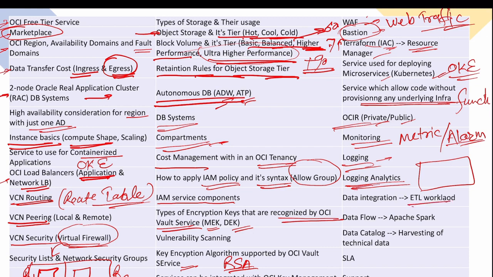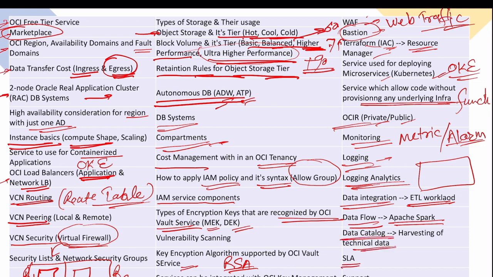Whenever we talk about the ETL workload, then we have the Data Integration service. If we talk about Apache Spark, then we have the Data Flow service. If we talk about harvesting of technical data or metadata, we will use the Data Catalog service.